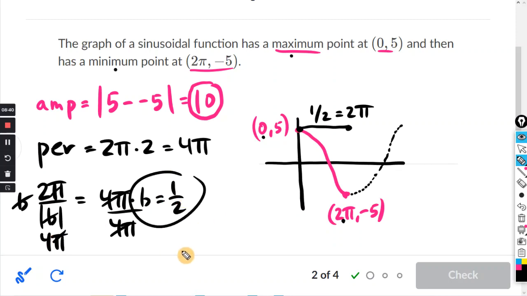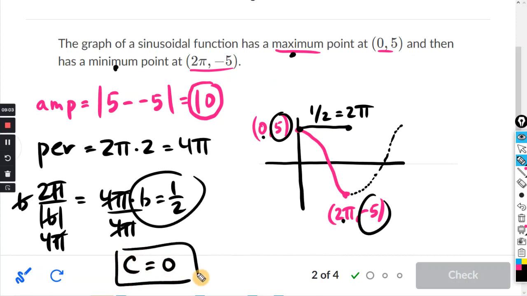And finally, the value for C is the midline. The midline is going to be in between the max and the min. We see the max is at 5 and the minimum is at -5. What number is in between 5 and -5? 0. We don't even have to do any math there. So C equals 0.